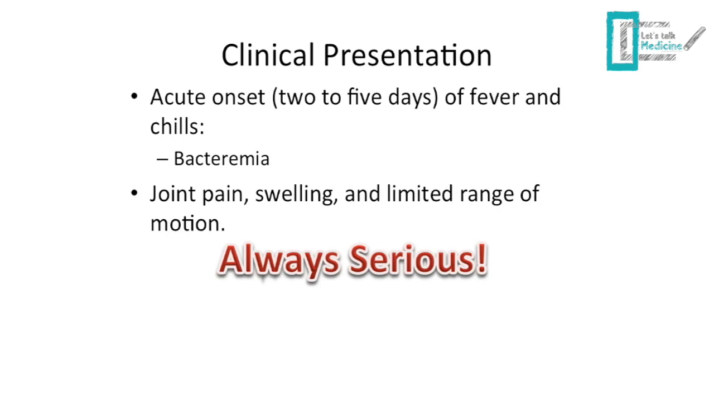Now, coming to the clinical presentation of septic arthritis, the most important thing is that they have acute onset of fever. Two to five days before the actual presentation, they usually have fever and chills, and that might indicate the presence of bacteremia. The joint itself might have pain, swelling, and limited range of motion. When you have these, you should suspect septic arthritis.